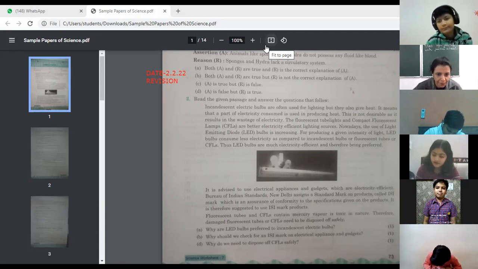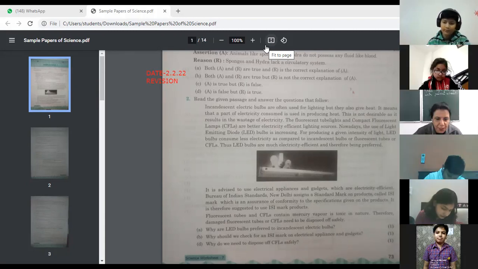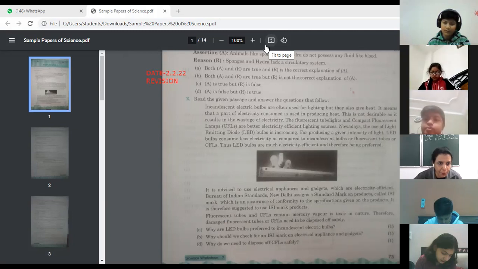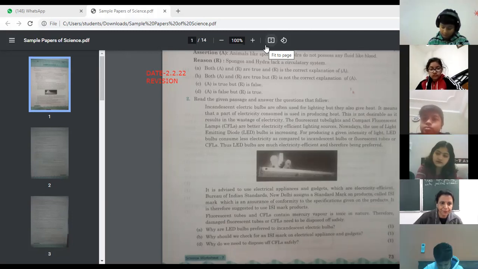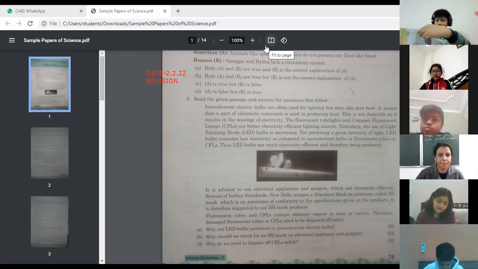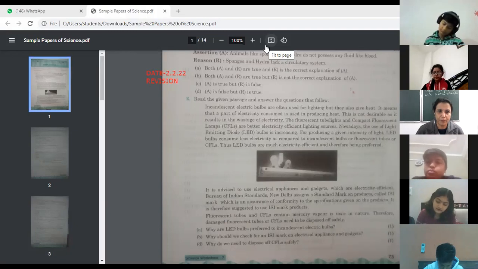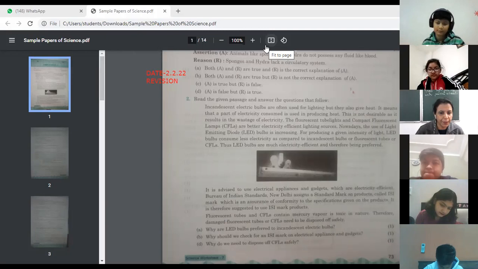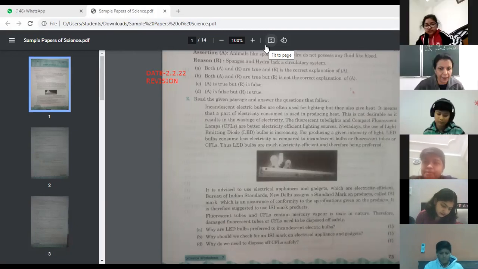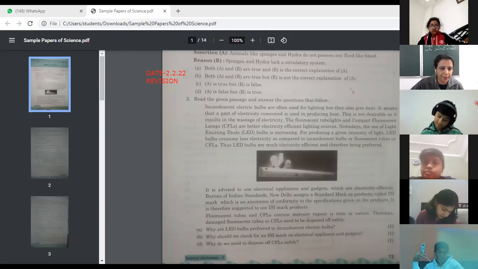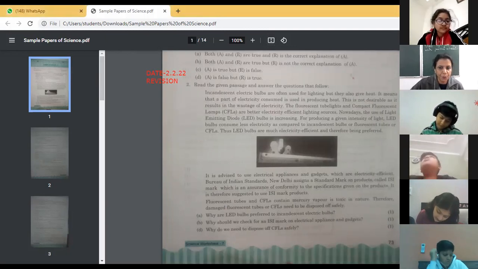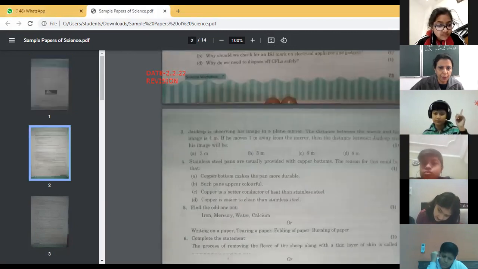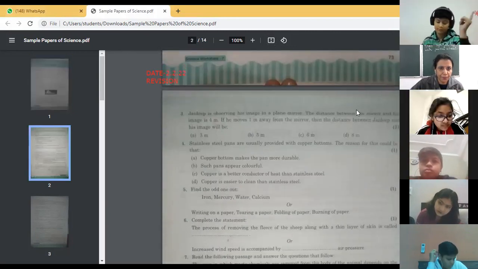Okay. Next, why do we need to dispose of CFLs safely? Mahi Gupta. Okay, ma'am. CFLs contain mercury vapors, which are toxic in nature. Therefore, damaged fluorescent tubes or CFLs need to be disposed of safely. Okay, so CFLs, what are they? They contain mercury vapors, and that mercury vapor is quite toxic in nature. That's why they should be disposed of safely. Okay, let's move to the next question.